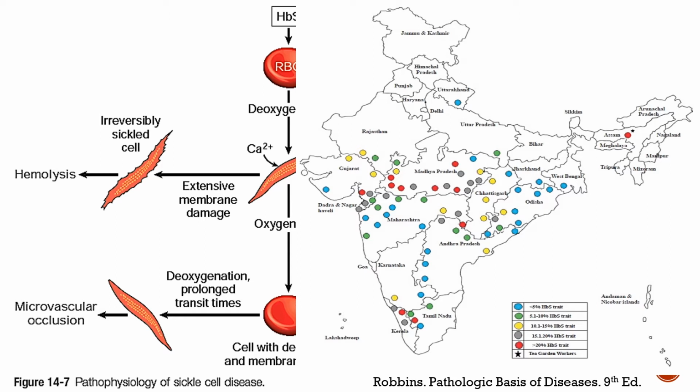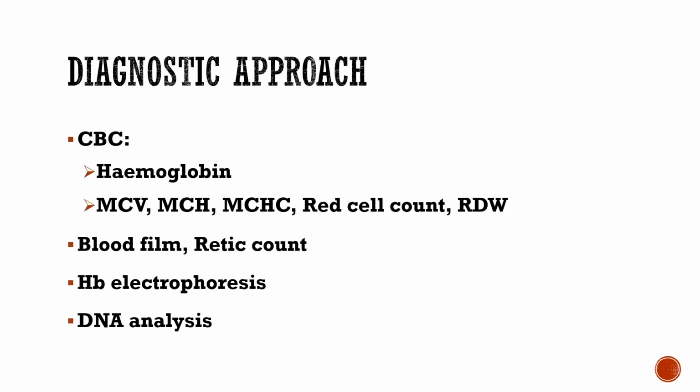Now, how do we diagnose such patients? For any hemoglobinopathy, we have to have a basic CBC. So a hemoglobin assay has to be done, and then RBC indices like MCV, MCH, MCHC, red cell count, and RDW are mandatory. Now there is a basic difference between the MCV of sickle cell patients and that of what we see in beta thalassemia patients.